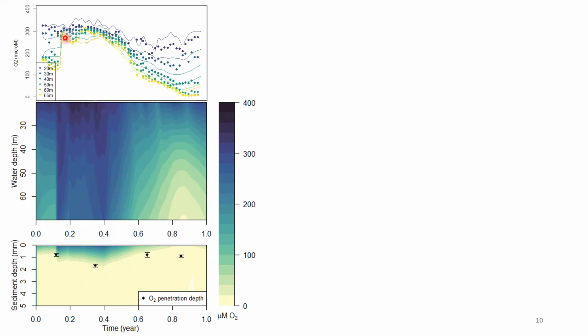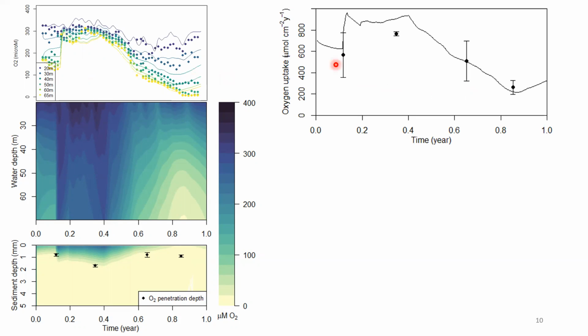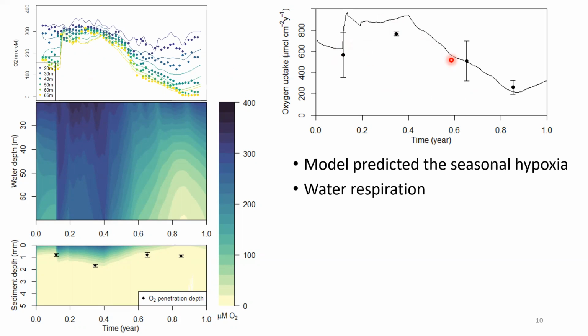Also, for comparison, this is the comparison of observed oxygen concentration at different depths in the Bedford Basin with the model output, which you can see very well predicted the oxygen dynamics in the basin. And this is the benthic oxygen uptake from the model, which is very close to the observed one. So the model predicted the seasonal hypoxia very well.